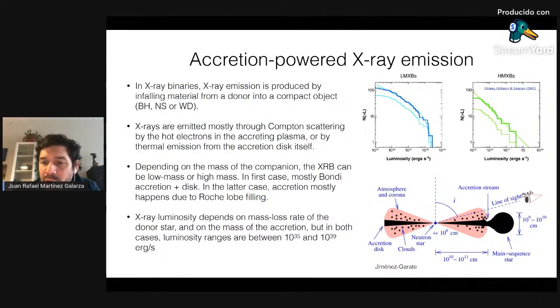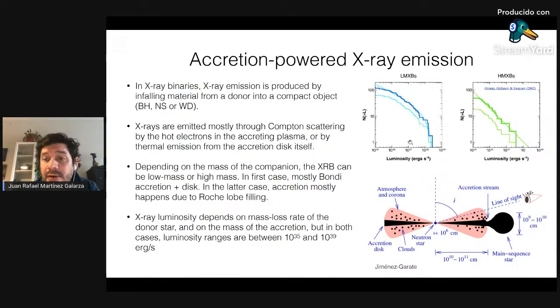And when we look through this system, what we mostly see is the emission that is coming either from the quantum scattering produced by the electrons in this plasma or by the thermal emission of the accretion disk itself. And of course, these objects have a range of luminosities.